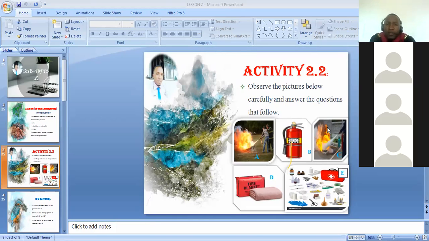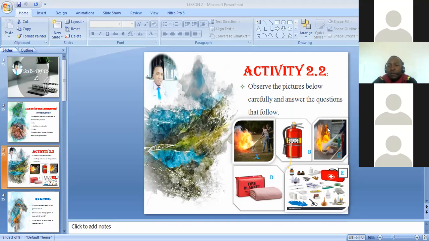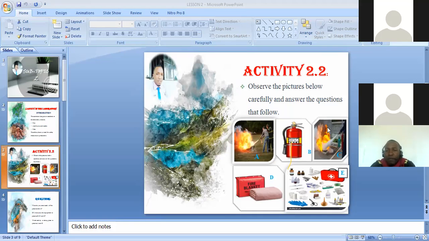Now, can we go ahead to mention some of the tools found in the first aid box? And how best are you going to use them? Because we are under safety, in case of an accident and you see a fire, you see a first aid box, how are you going to go ahead to use it? So who can tell us some of the uses of the items found in the first aid box?